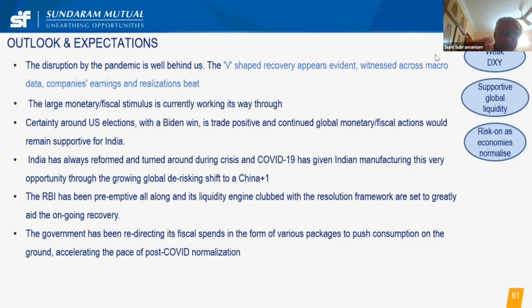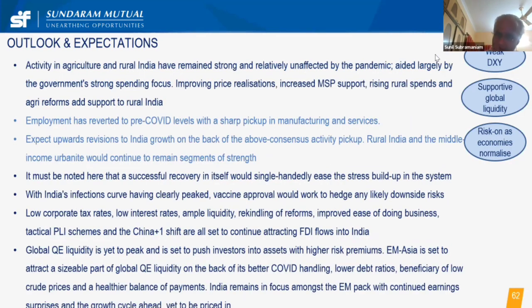India has always reformed and turned around during a crisis, and COVID has given Indian manufacturing this opportunity because of the global China plus one shift. RBI has been supportive and preemptive and given enough liquidity, and the government is also directing its fiscal stance to push consumption. Agriculture and rural India have remained strong, relatively unaffected by the pandemic. Hence, we'll see rising rural spends, and agri reforms support rural India. Employment has come back to pre-COVID levels, and we expect growth revisions in the coming months. So rural India and the middle income urban consumer will be the segment of strength.